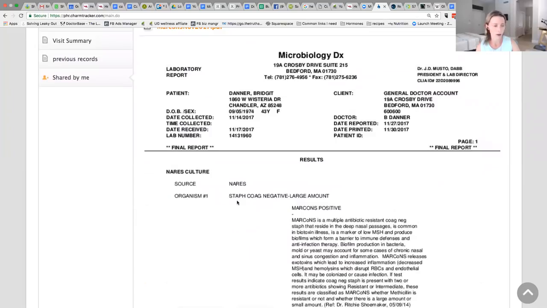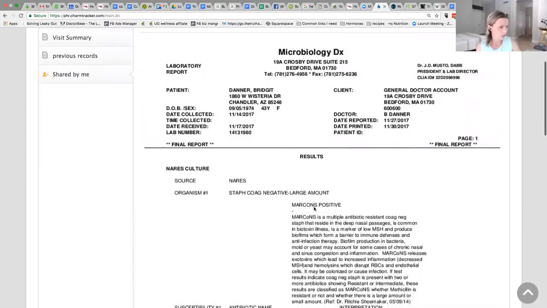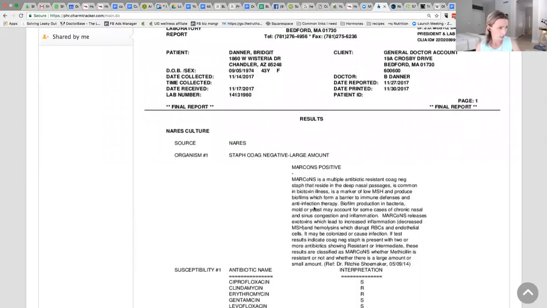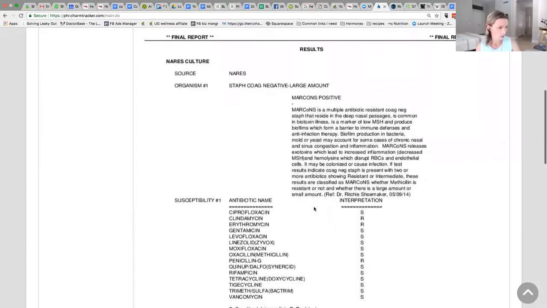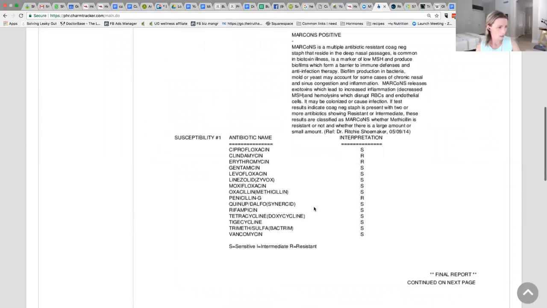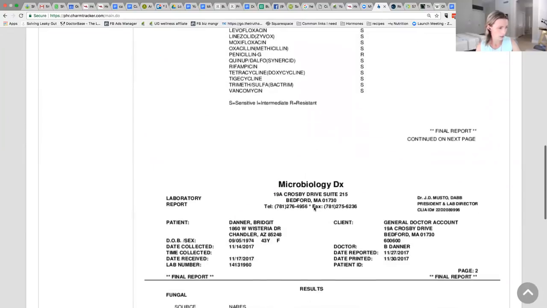It's a nasal swab test that you put up your nose and put back in the envelope and send back. It tests for MARCoNS, which stands for multiple antibiotic resistant coagulase-negative staph infection. So this is my more recent test. I've tested twice for this. I still have MARCoNS infection in my nose. It's showing what antibiotics would not work for me.